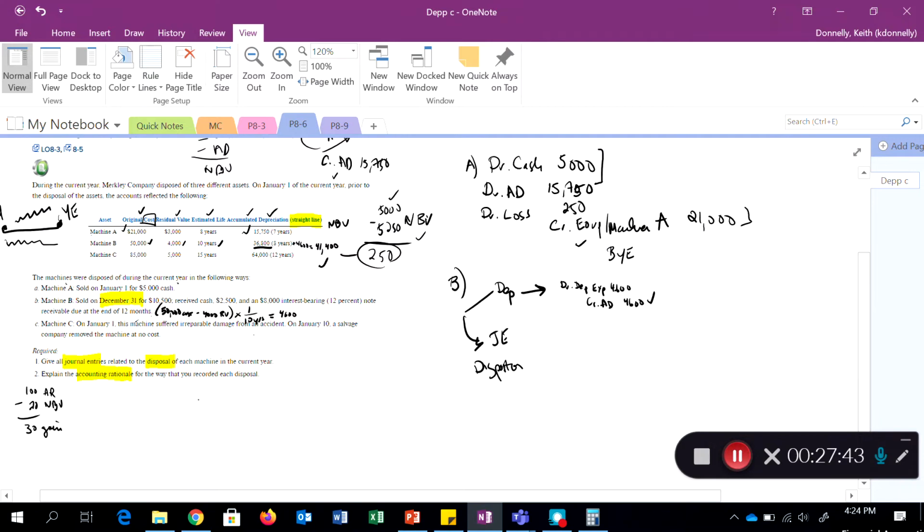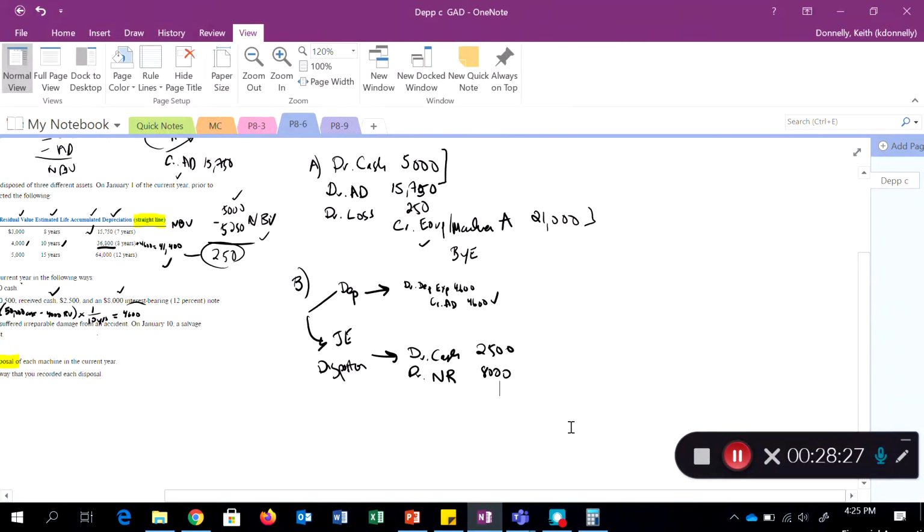Now this one, like I said, is a little fancy. Looks like not only did we get some cash, $2,500, so right off the bat, let's get cash out of the way because we know that's the easiest. Debit cash, $2,500. We also got a note receivable from them, an interest-bearing note. They gave us a signed agreement. They're going to pay us $8,000 in the future. So we now have more of an asset. We know receivables are an asset. Debit note receivable, $8,000. And that's what they gave us, those two things.